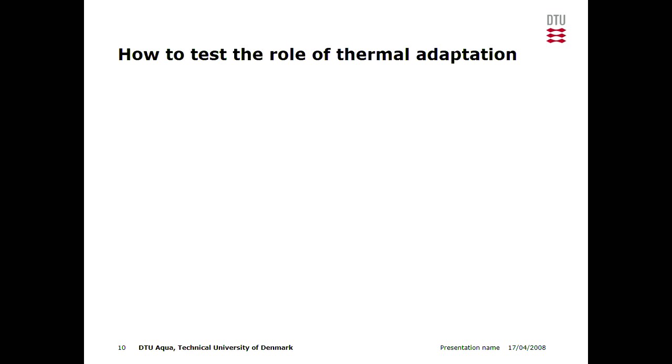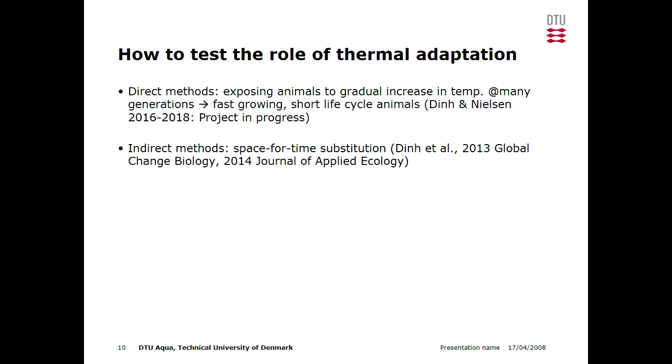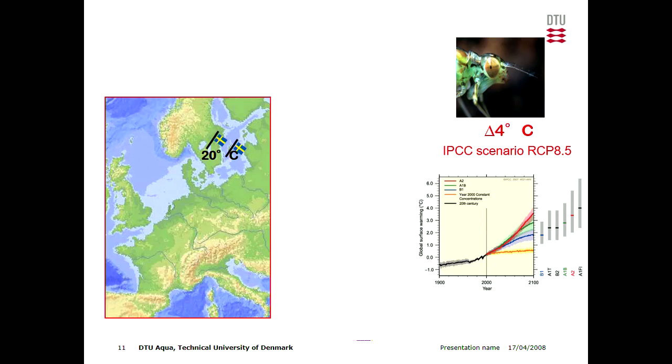So how do we test the role of thermal adaptation of animals under global warming? The direct method is to expose the animals for many generations to increasing temperatures. And the indirect method is called space-for-time substitution. I will explain a bit about this.